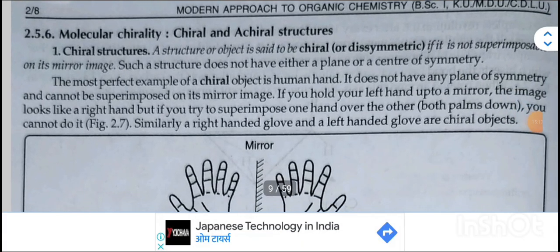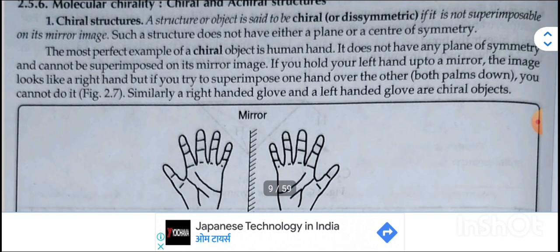Molecular chirality, chiral and achiral structures. Chiral structure: a structure or object is said to be chiral if it is not superimposable on its mirror image. Such a structure does not have either a plane of symmetry or a center of symmetry. Probably the most perfect example of a chiral object is the human hand. It does not have any POS and cannot be superimposed on its mirror image.